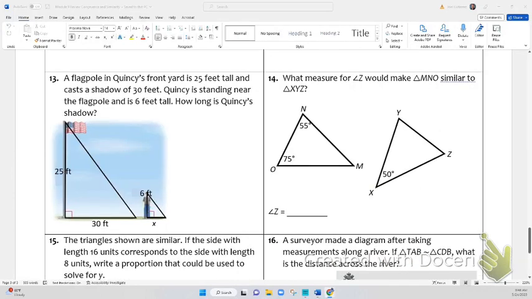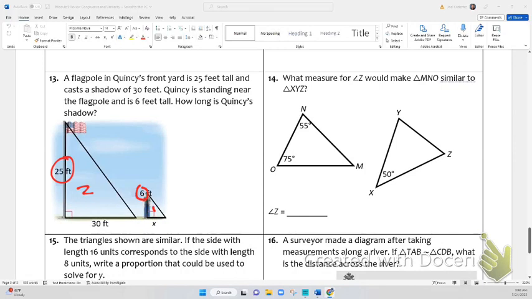For number 13, we have the shadow problem. These are called shadow reckoning problems. So the way we did these on Monday is I told you to find the scale factor first. And then after finding the scale factor, then you can find the value of x, right? So I can't use the base because I don't have numbers for both of those. One of them is unknown. So I'm going to use the 25 and the 6. We're going to call this one number 2. We're going to call this one number 1.